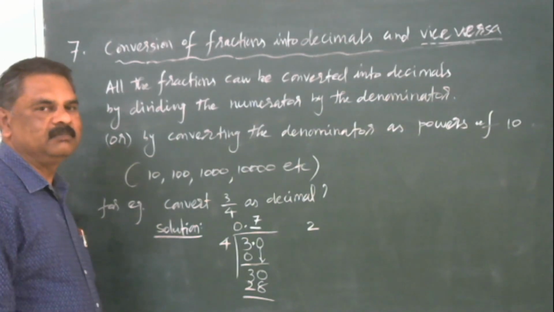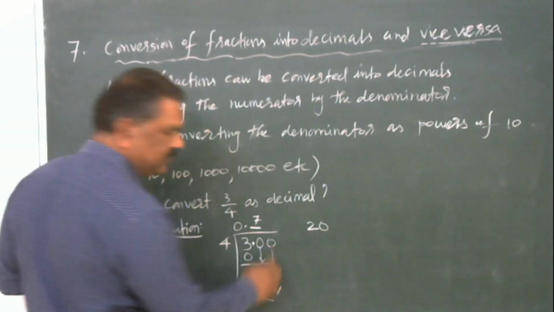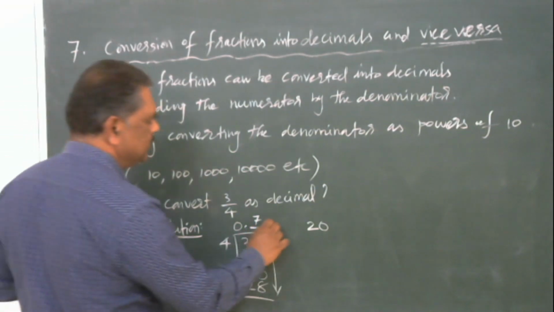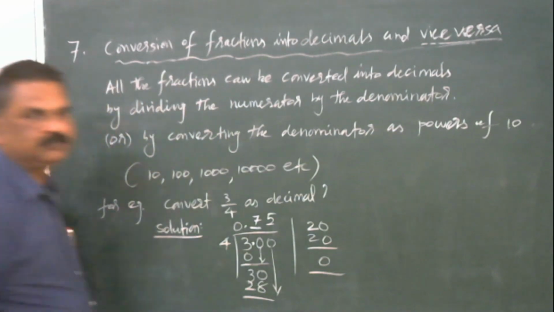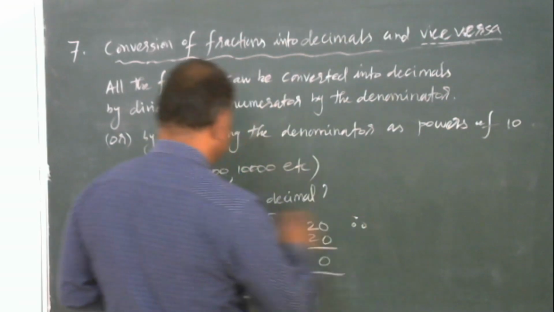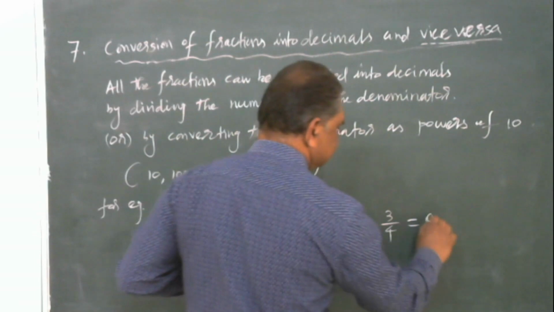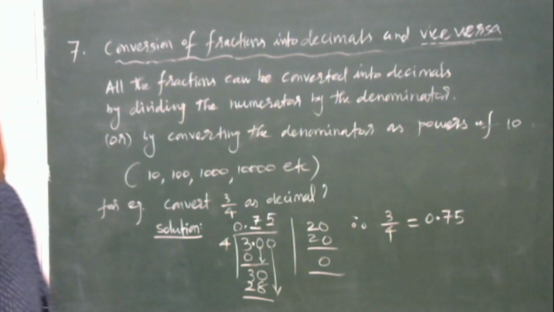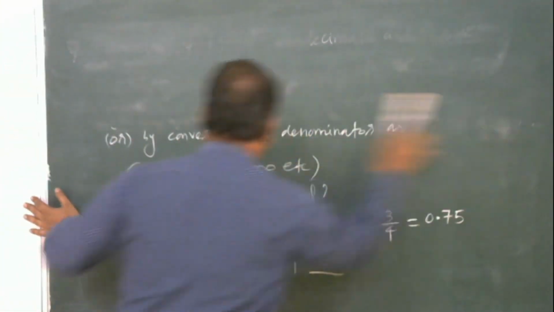Again, convert into hundredths, it will become 20 hundredths. Hundredths are not there. Even if you bring 0, it will become 20. How many 4s are there in 20? 5 4s are 20. So the remainder is 0. Therefore, 3 by 4 is equal to the decimal 0.75. This is the first method, converting fraction into decimals just by dividing.